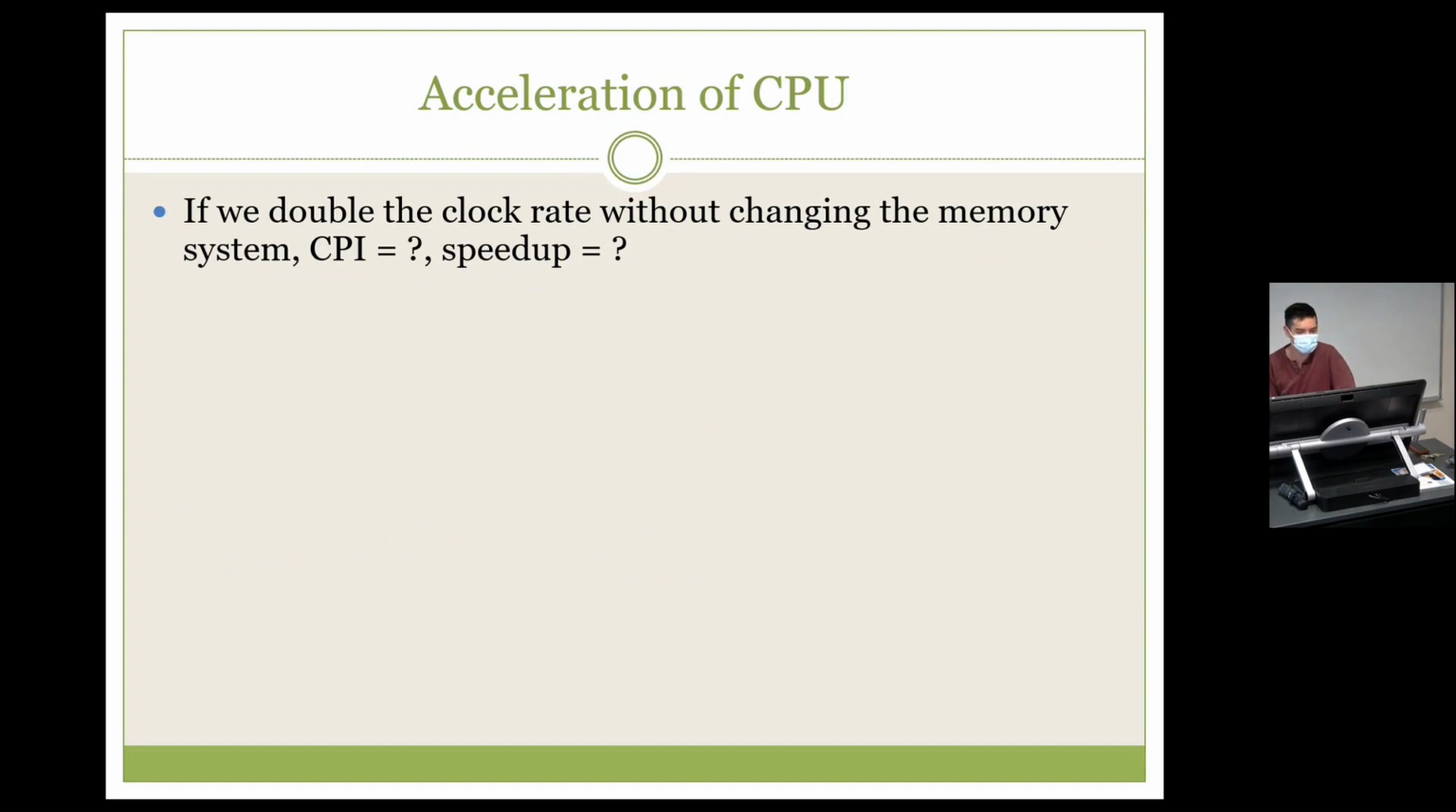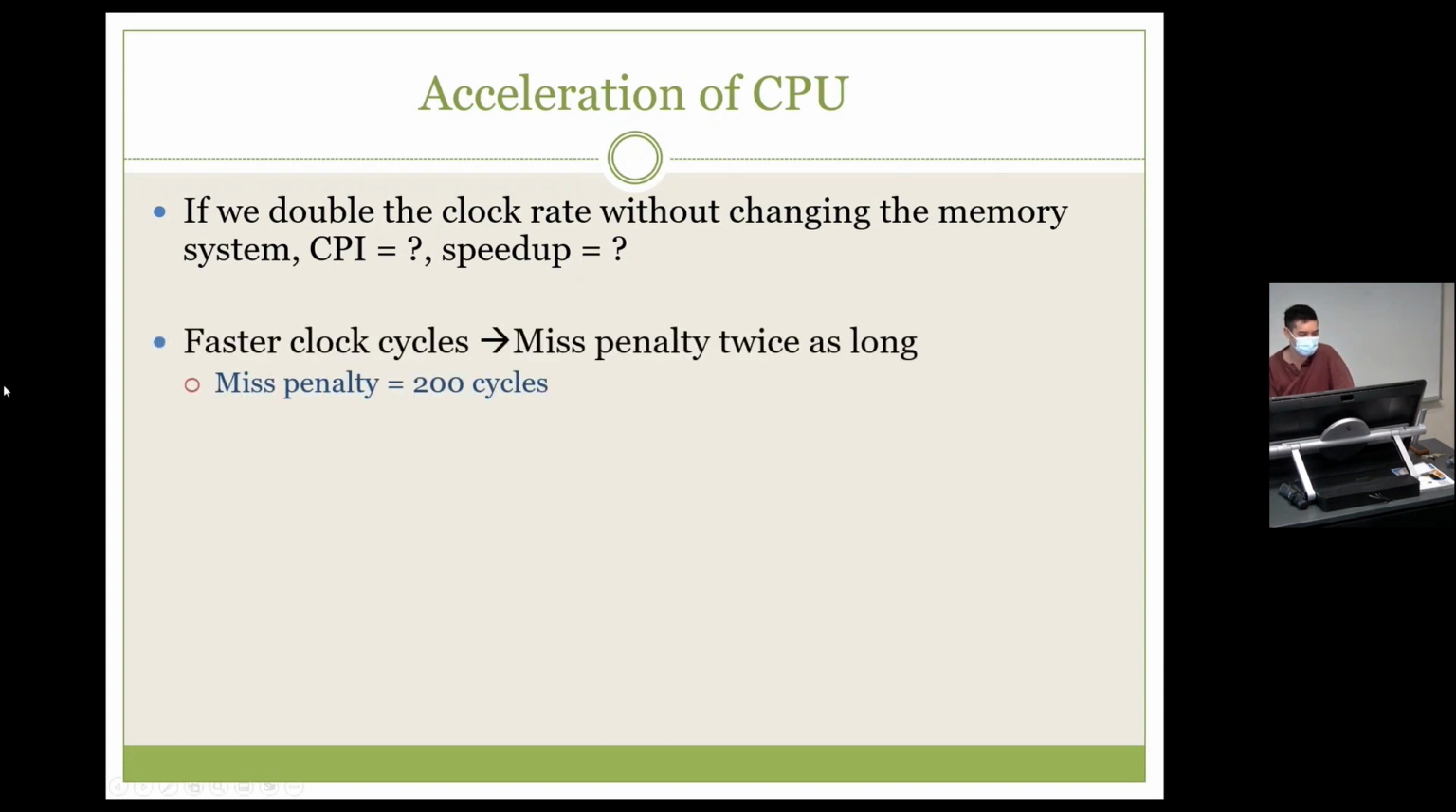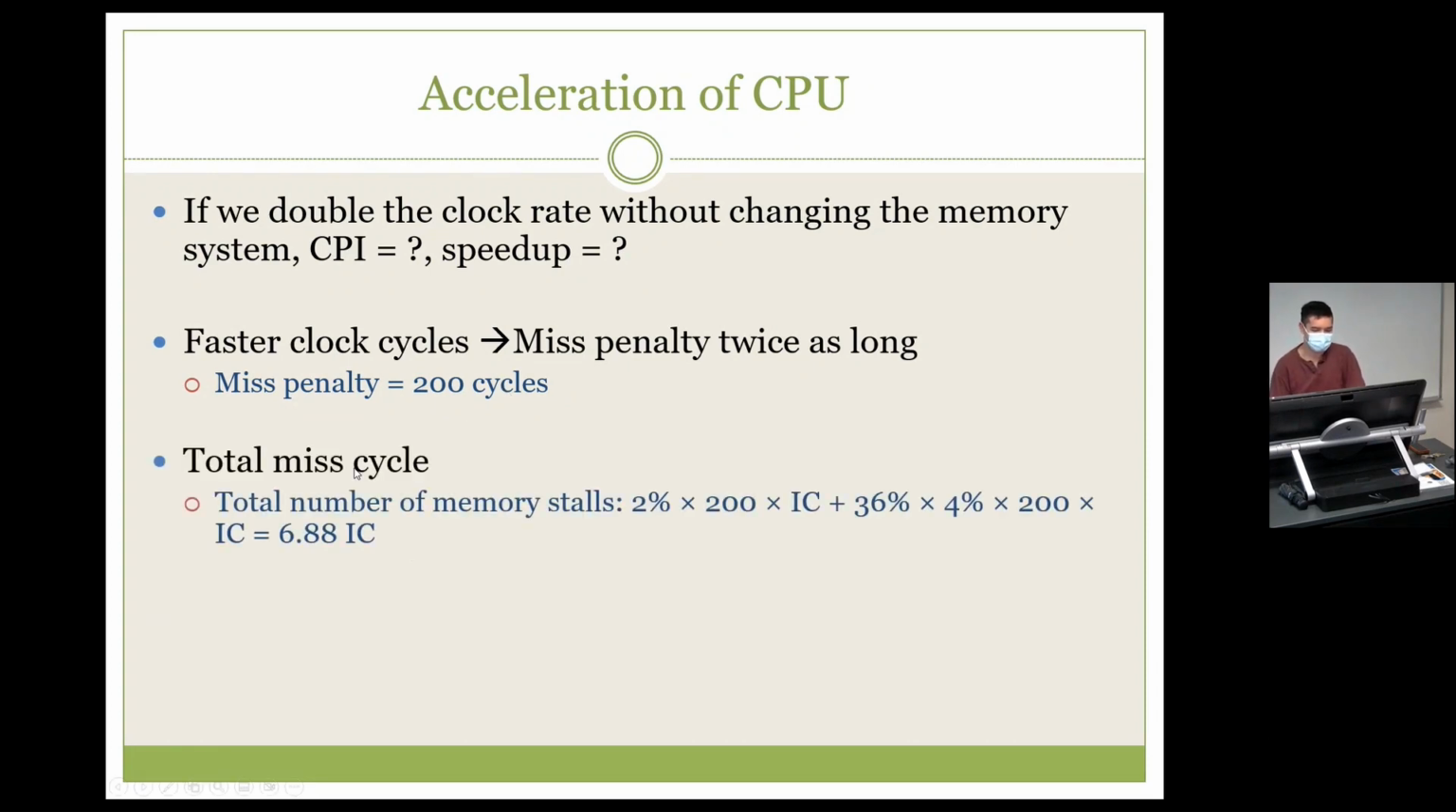So what if we double the clock rate without changing the memory system? With faster clock cycles, our miss penalty is now twice as long because it takes twice as many clock cycles to fetch the data. So in our new equation, we just need to replace the miss penalty of 100 with 200. So we have our total number of cycles stalling from memory is 6.88 times instruction count.